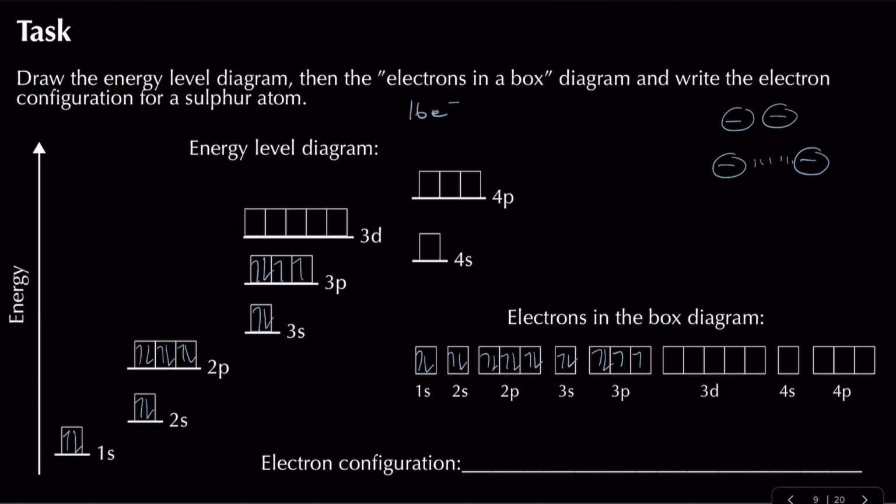What about my electron configuration? This time we'll look at our electrons in a box diagram. In the 1s subshell, I'm going to have 2 electrons. 2s subshell, 2 electrons. 2p subshell, 6 electrons. 3s subshell, 2 electrons. I've got 4 electrons now in my 3p subshell, so I'll put 4 as my superscript.